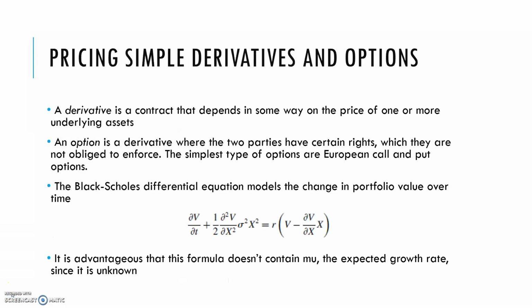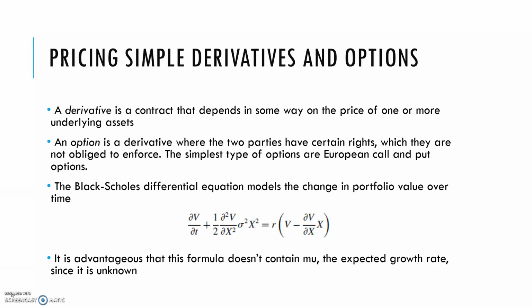So the next thing that we're going to talk about with simulating and finances is going to be the pricing of simple derivatives and options. In this context, a derivative is a contract that depends in some way on the price of one or more underlying assets. And then an option is a derivative where the two parties have certain rights, which they are not obliged to enforce. So the simplest type of options are European call and put options, which we're going to talk about in the next couple of slides.